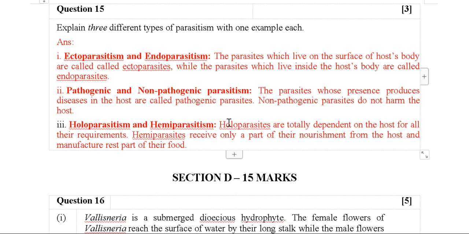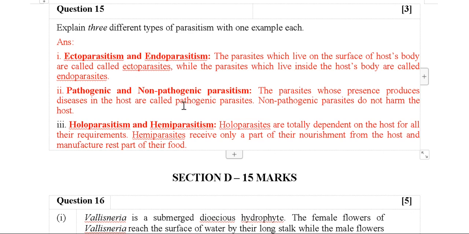Okay, ecto and endoparasitism. I have written: the parasites which live on the surface of the host's body are called ectoparasites, while the parasites which live inside the host body are called endoparasites. That means ectoparasites are present outside the surface of the host body. Ecto means outside, and they show parasitic features. The parasites situated inside the host body, sucking nutrition from inside, are called endoparasites.